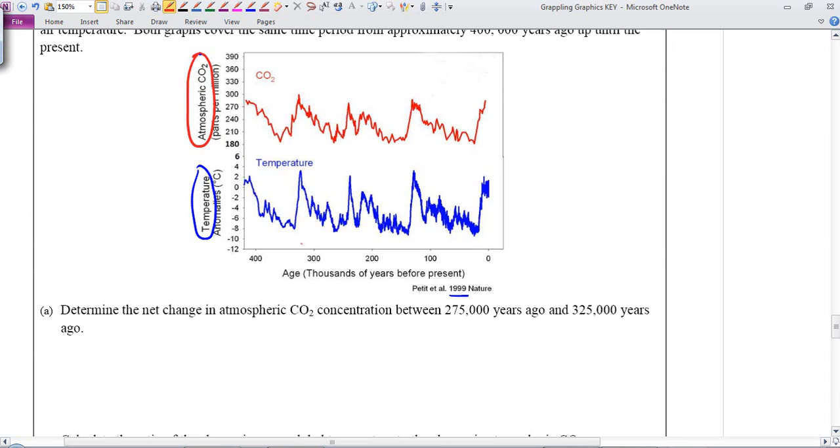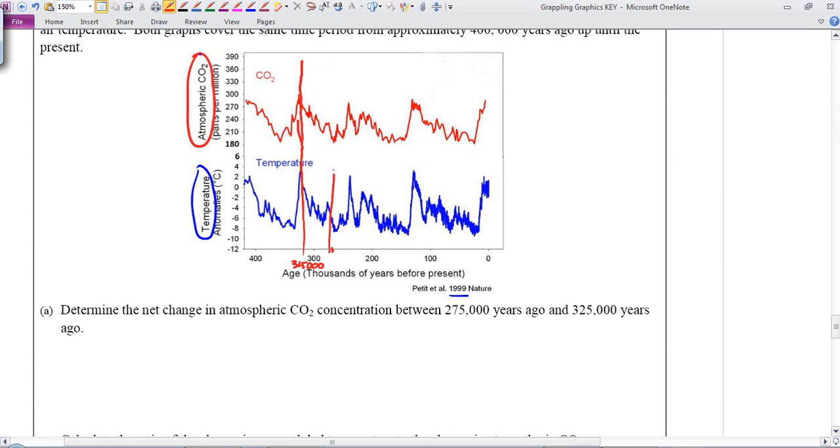I'm again eyeballing it. Somewhere maybe along here. And note what happened. As the temperature spiked, pretend I could draw a straight line, the CO2 spiked as well. So that's going to be my 325,000 years. And then what else? 275. So where would 275 be? Wouldn't that be maybe about right in here?